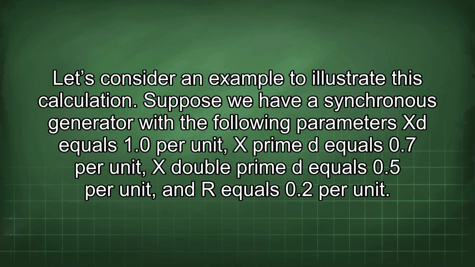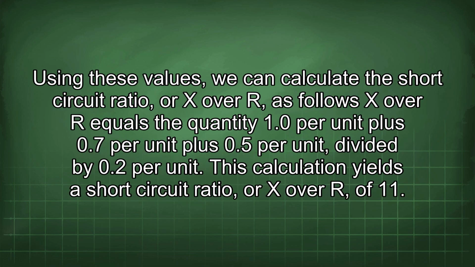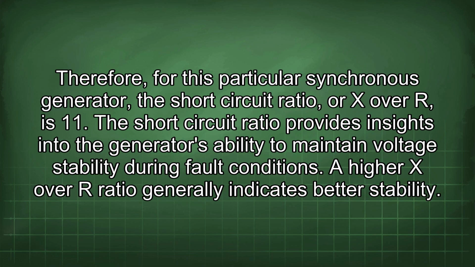Suppose we have a synchronous generator with the following parameters: XD equals 1.0 per unit, X prime D equals 0.7 per unit, X double prime D equals 0.5 per unit, and R equals 0.2 per unit. Using these values, we can calculate the short-circuit ratio, or X over R, as follows: X over R equals the quantity 1.0 per unit plus 0.7 per unit plus 0.5 per unit, divided by 0.2 per unit. This calculation yields a short-circuit ratio, or X over R, of 11. Therefore, for this particular synchronous generator, the short-circuit ratio, or X over R, is 11.